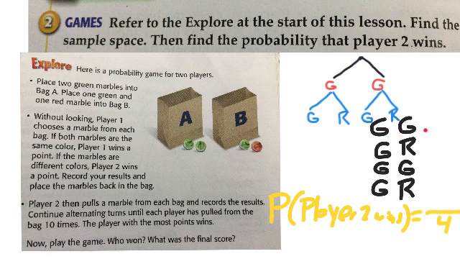So do they win in this example? Green and green? No. What about green and red? Yes, that's a win. What about green and green? No. Green and red. Yes. So how many different ways do they have to win? 2. 2 out of the 4 possible outcomes. 2 over 4 reduces to 1/2. So it's basically 50-50. They're just as likely to win as they are to lose.